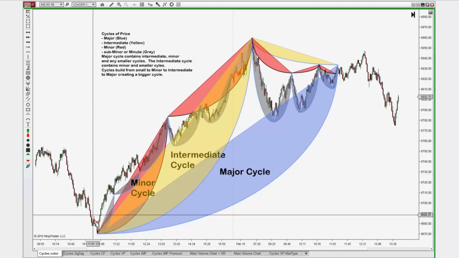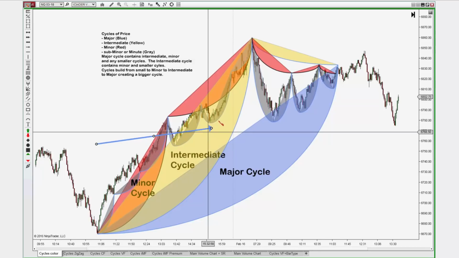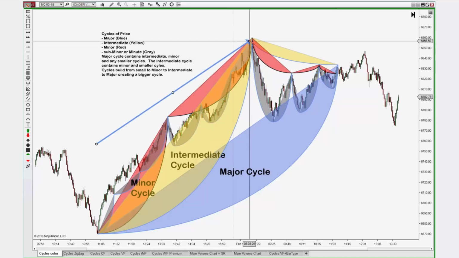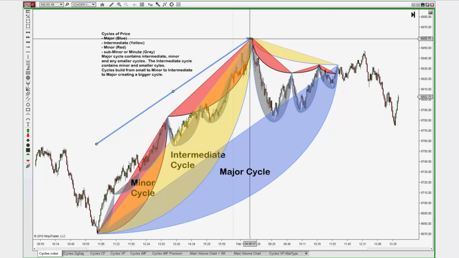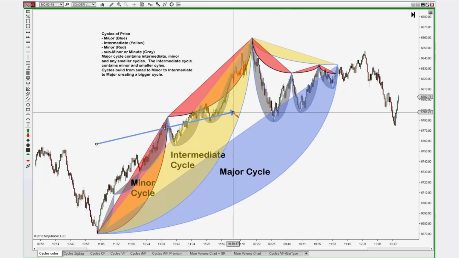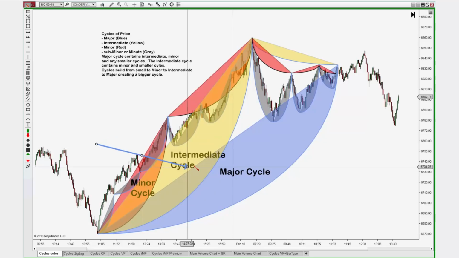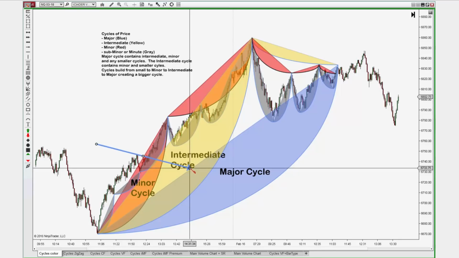So from this level right here to right here, it's a major cycle. Now the major cycle had two smaller cycles in it, the intermediate cycles, and there's 1, 2 in yellow. And then that was followed by a minor cycle, which are cycles within the intermediate cycle.